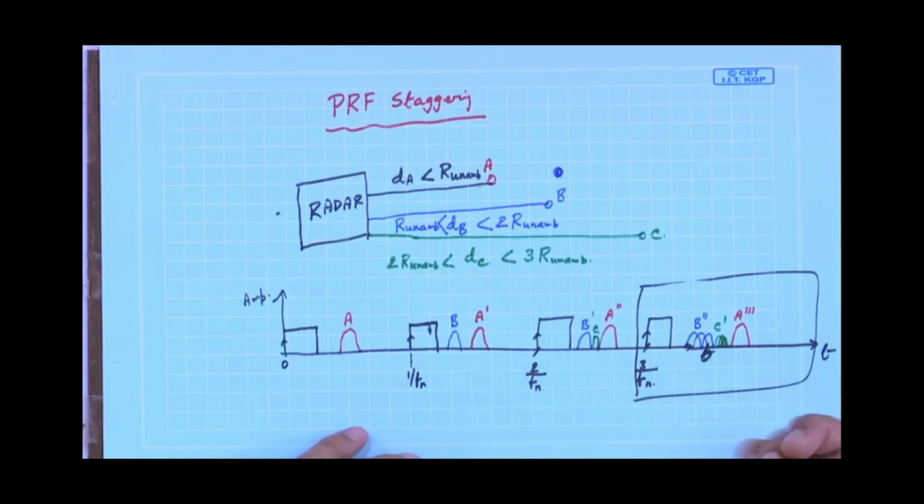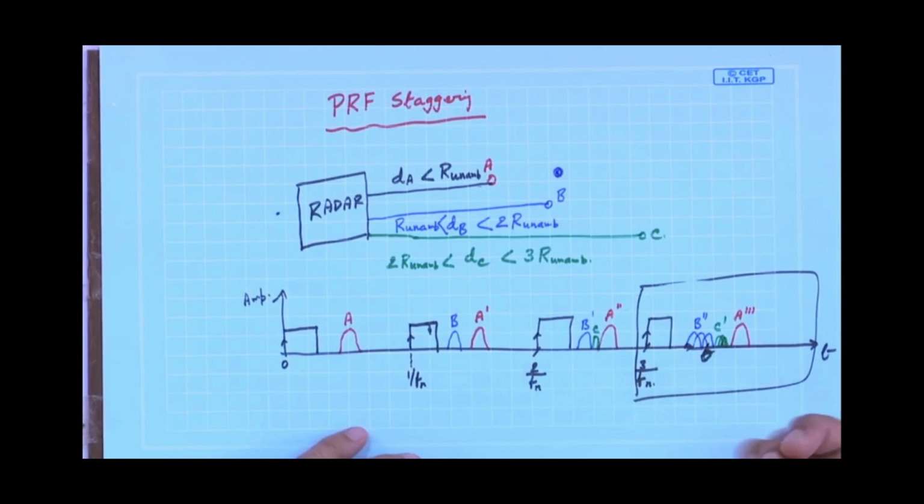PRF staggering involves varying the pulse repetition frequency, PRF, to distinguish between unambiguous and ambiguous echoes. When PRF is changed, the time intervals between pulses shift, causing ambiguous echoes, B and C, to spread over a range of positions, while the unambiguous echo, A, stays at the same position. This method allows radar to identify and correct for ambiguous measurements, ensuring accurate range detection.